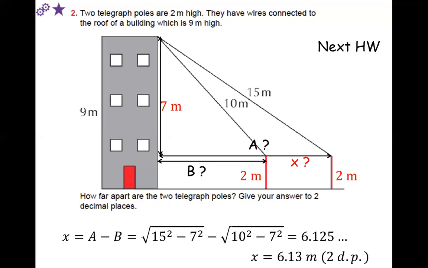So I've got a couple of right angle triangles, a big one there. So A is square root of 15 square minus 7 square. That's my A here. B is square root of 10 square minus 7 square. And if I plug all this into your calculator, my answer here, x, becomes 6.125. Because we've been asked to give the answer with 2 decimal places, I just round it to 6.13. And it's in meter here.